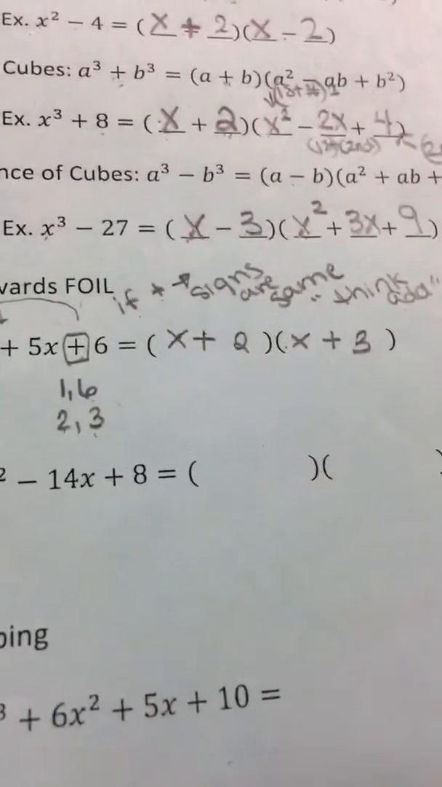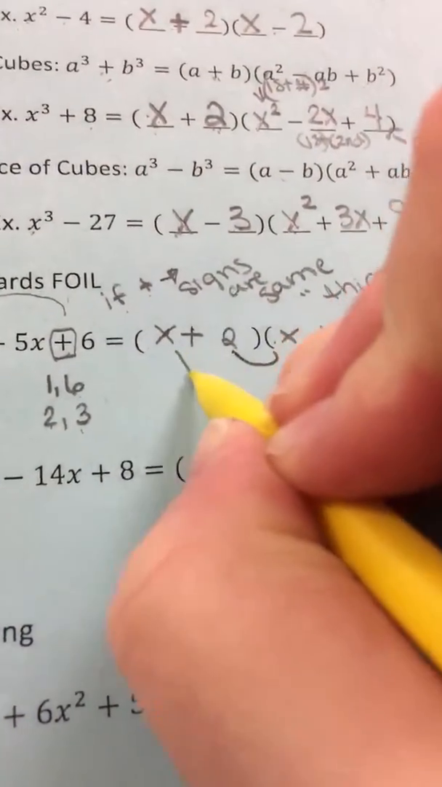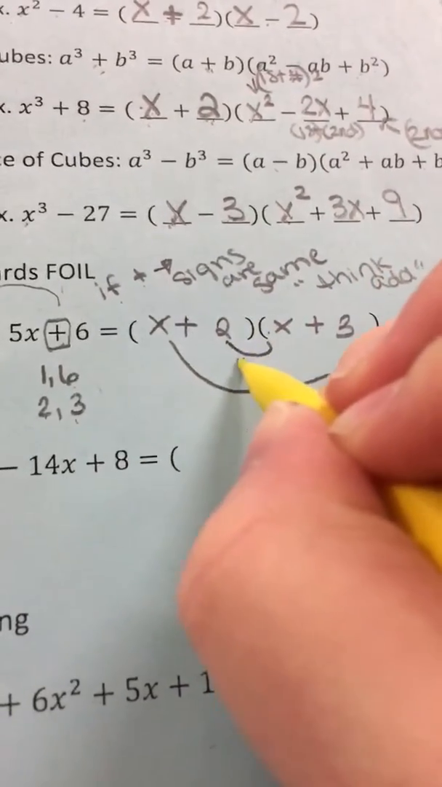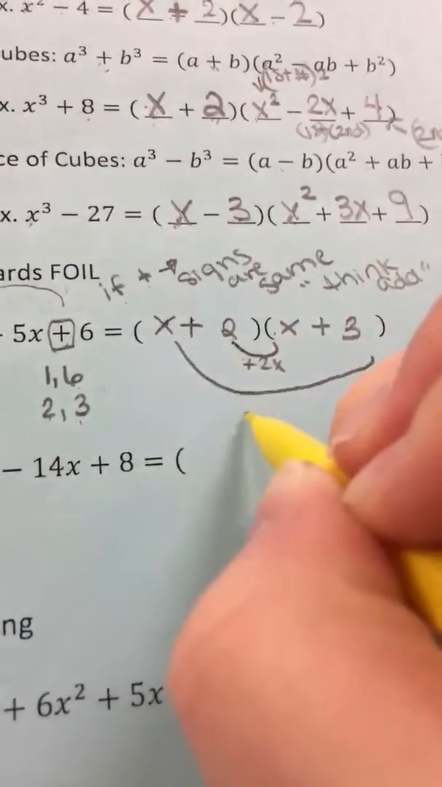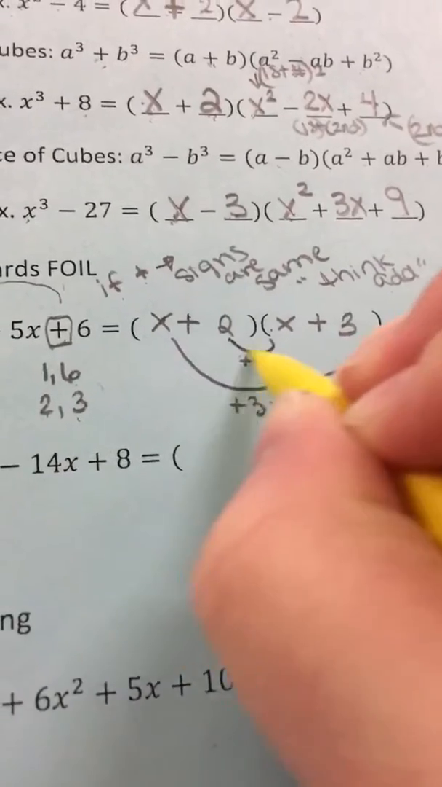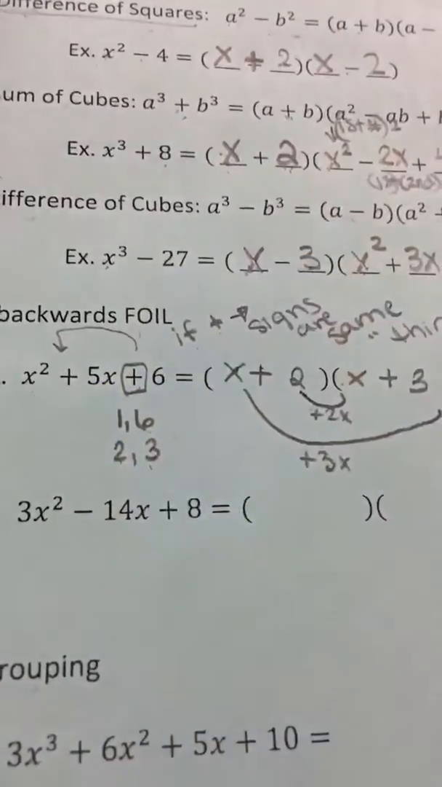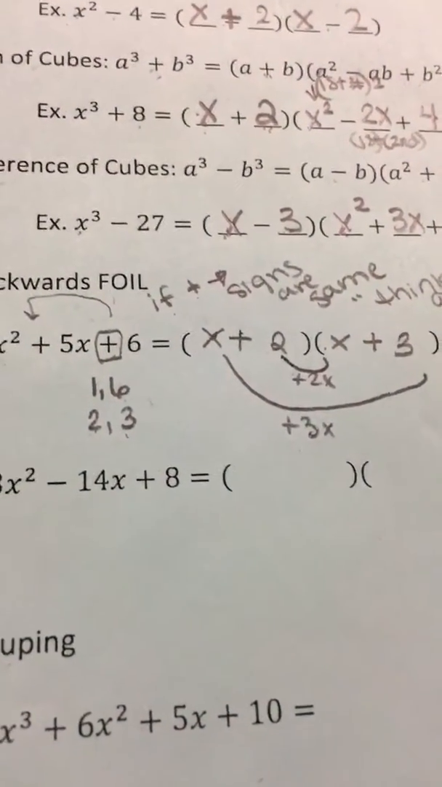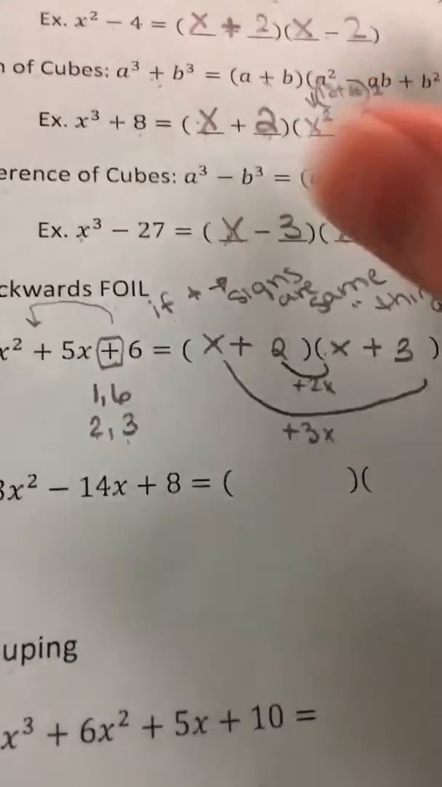What I always say is check with your loops. So draw in 2 loops here and here. This gives me positive 2 times x is plus 2x. Positive 3 times x is plus 3x. Do those add to get me that middle term? They sure do, so that is my answer. Okay, you're going to have to do quite a few of these to catch on.